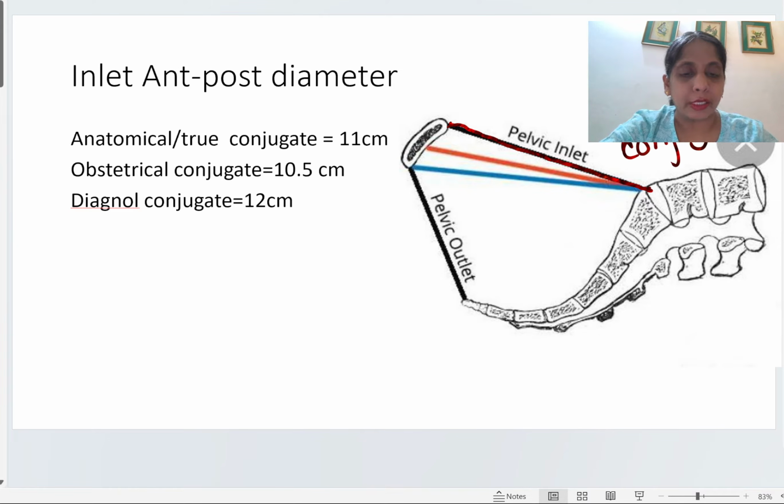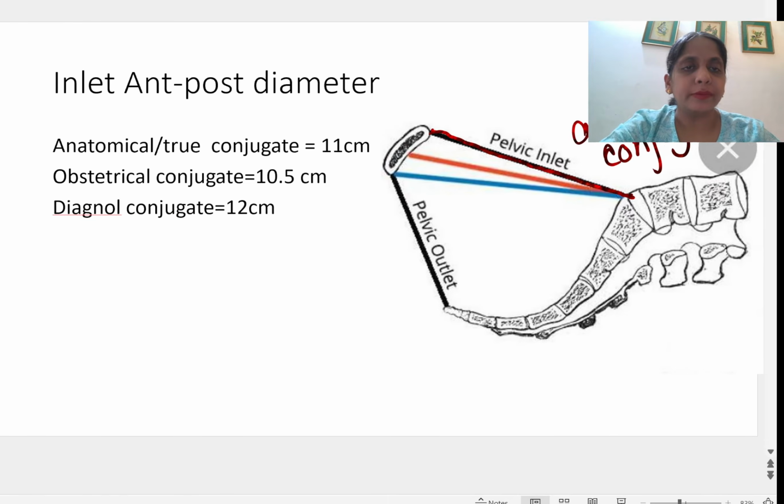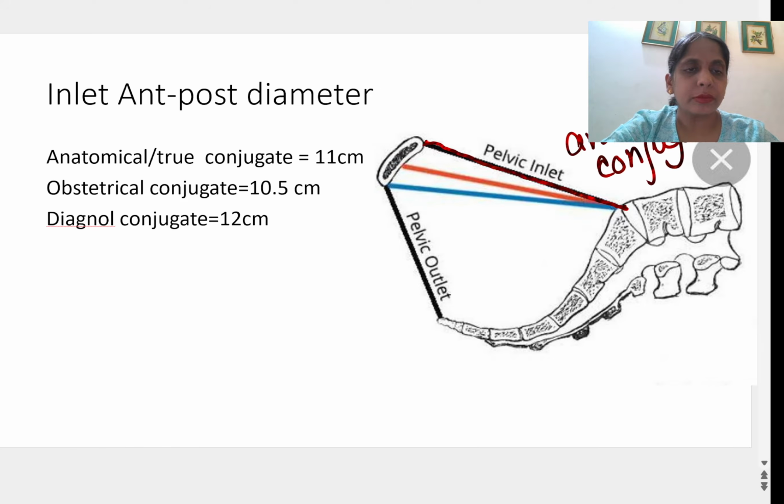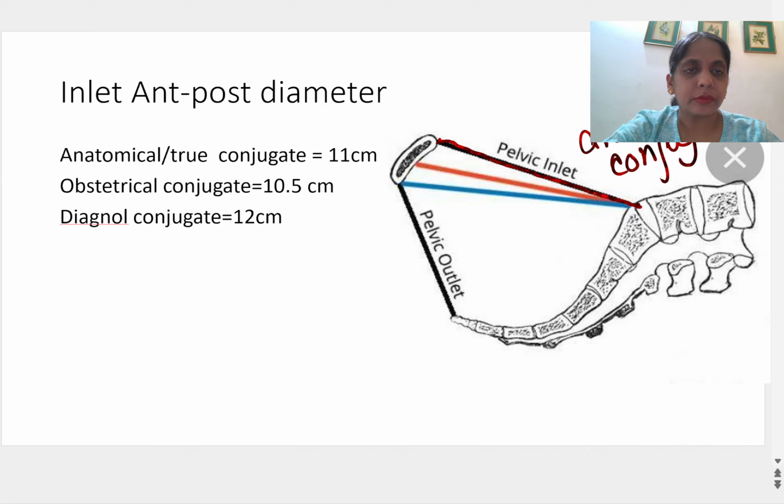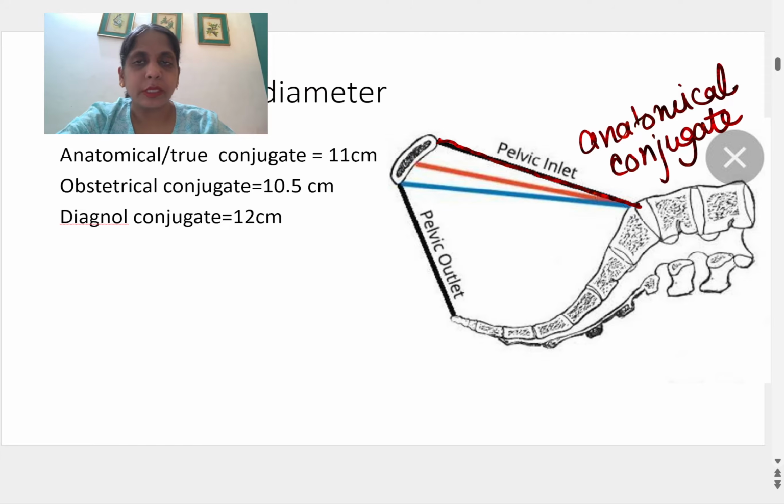Okay, this diameter is known as the anatomical conjugate. Now, we cannot measure this diameter practically.